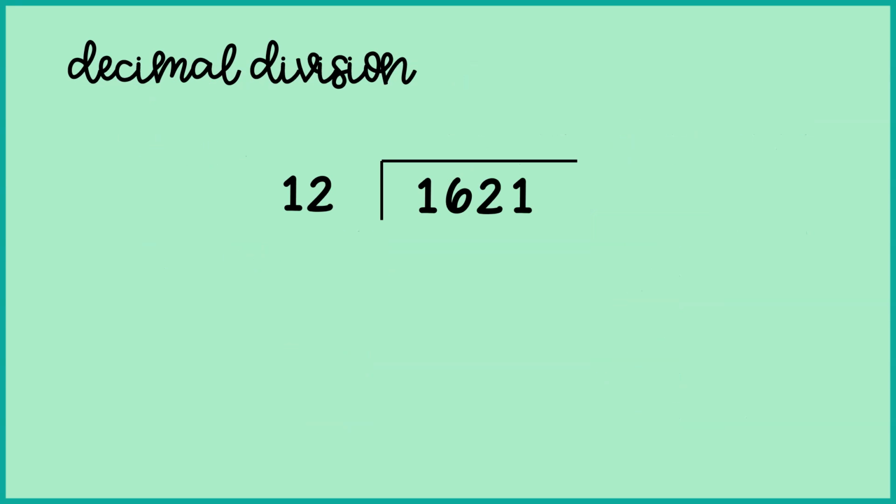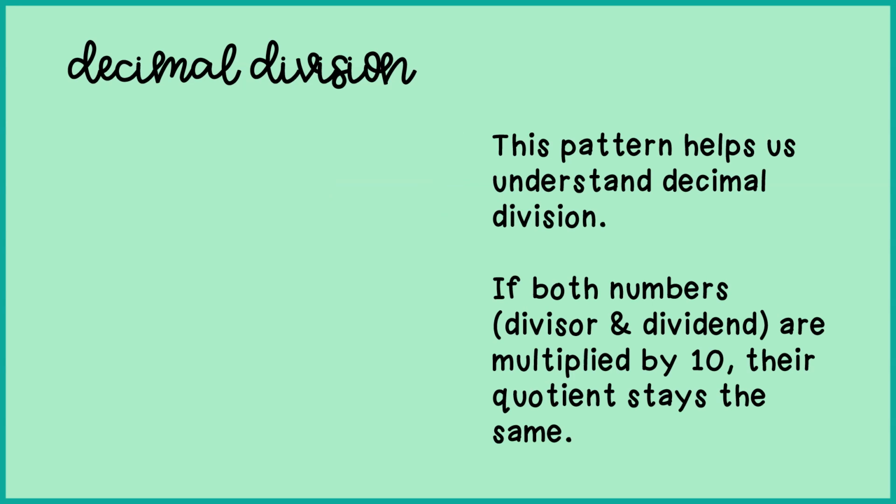Now for decimal division, we need to think about this in a slightly different way. I'm starting with just whole number division. So I am doing 1,621 divided by 12. My first step would be, how many groups of 12 can I make from 16? And that's one group without going over. That's how I start a whole number division problem, and that's going to help us understand decimal division.